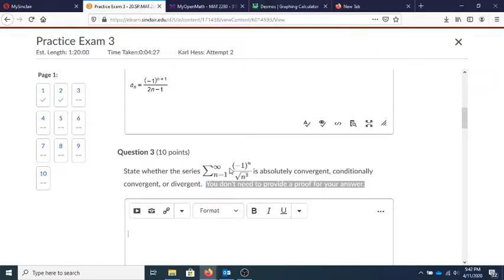Now, notice that if I applied absolute values to the terms, that would just turn the top into a 1, and the bottom would be square root of n cubed, or n to the 3 halves, which means that when I apply absolute values, this becomes a p-series with p bigger than 1. 3 halves is 1.5, and that would be a convergent p-series. So that means this thing is convergent even when I apply absolute values to the terms, so it's absolutely convergent.